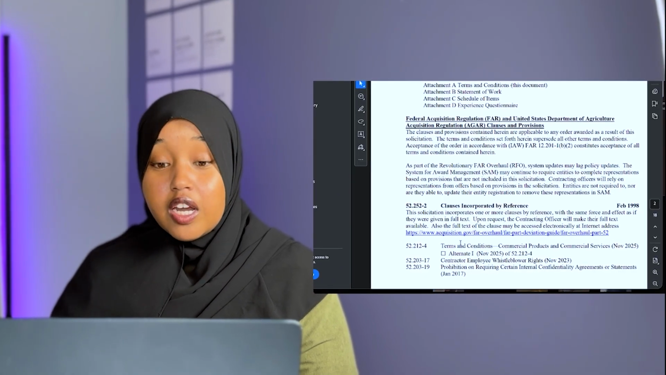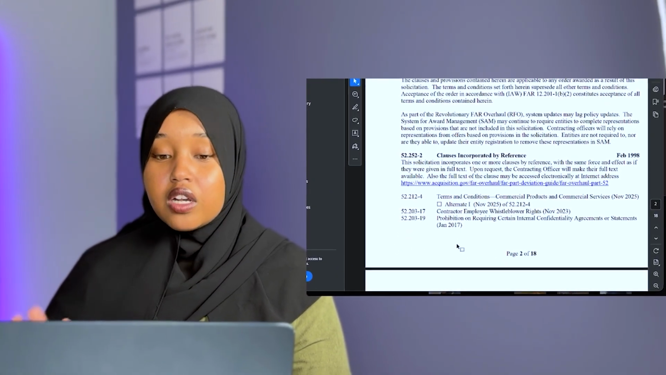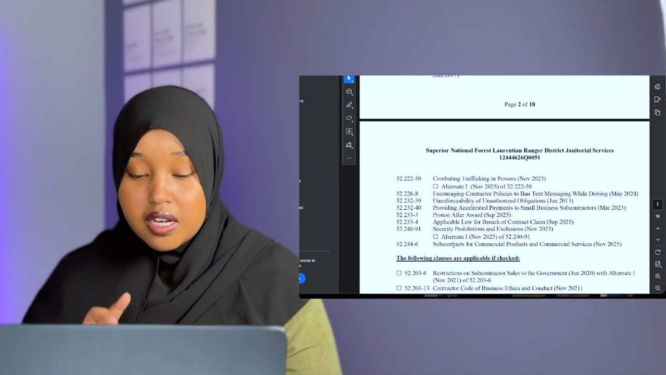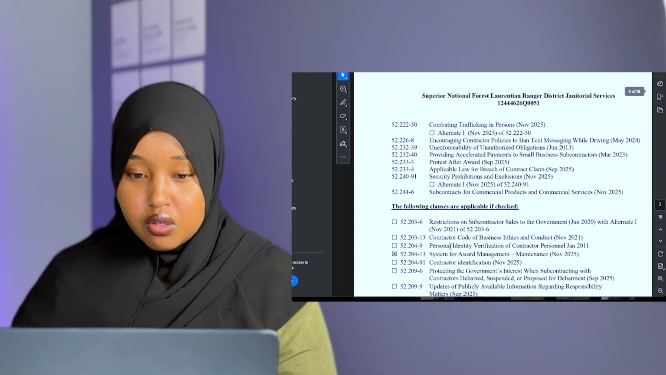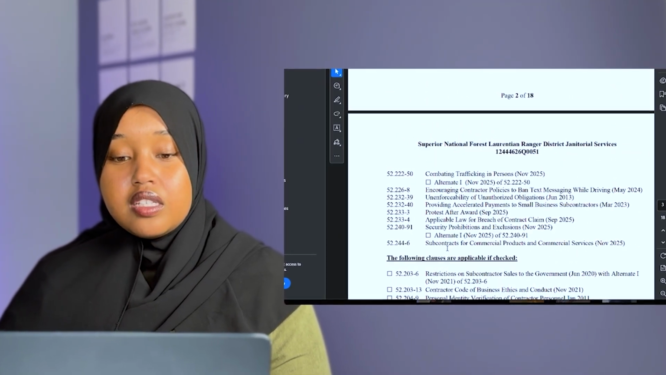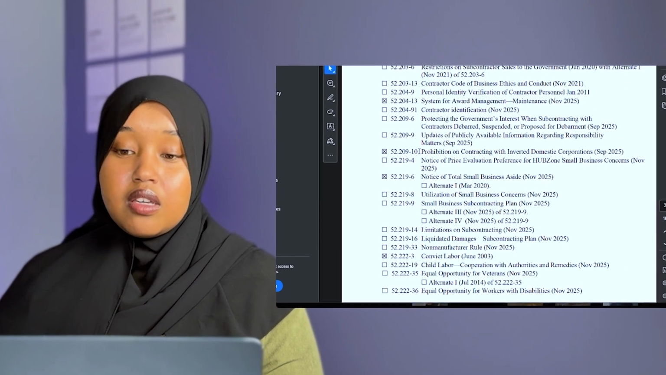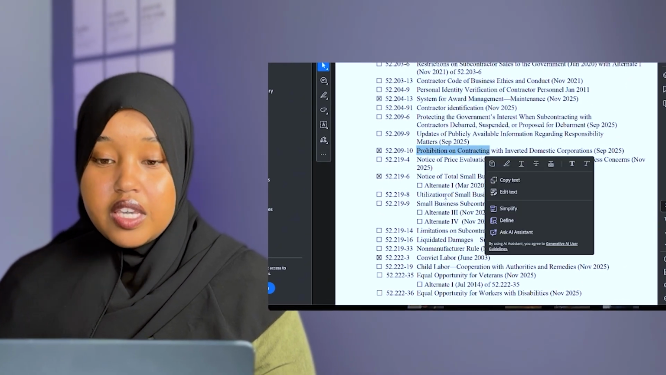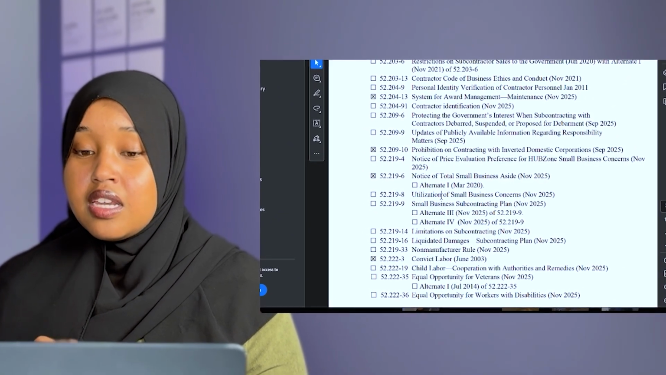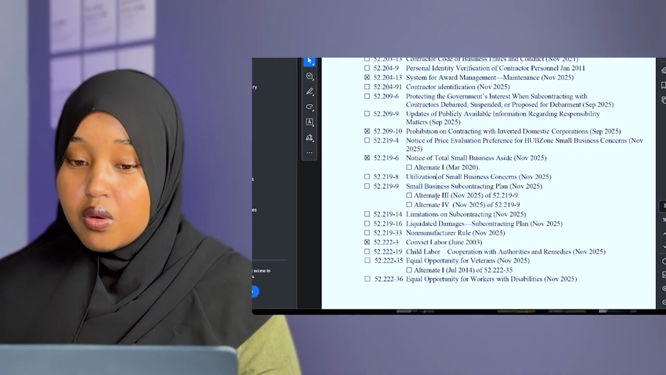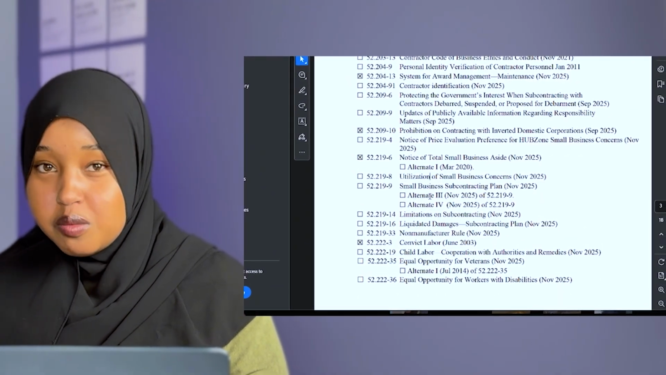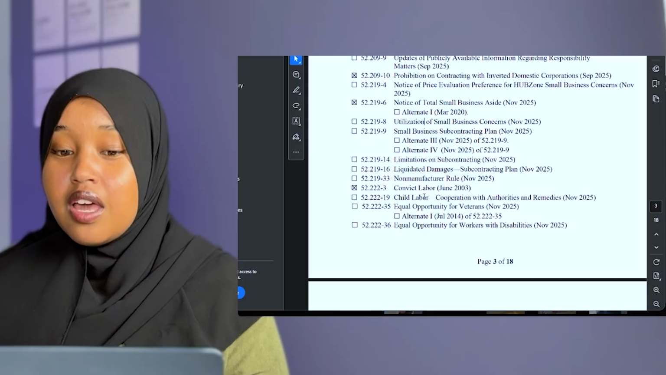In this case, they are picking and choosing specific FAR clauses that they want you to abide by under this contract. And I looked through some of the things. Over here, there is a clause, prohibition on contracting with inverted domestic corporations. They are also, again, emphasizing that it is a small business set-aside. If you are not making less than 22 million, then you don't qualify to apply.